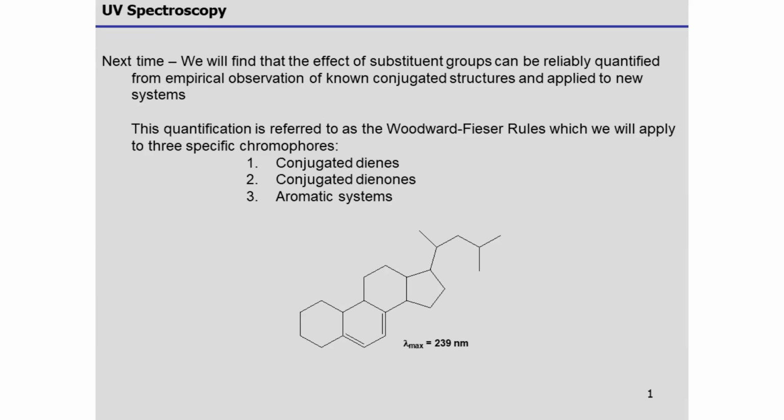Students, in the next chapter, we will quantify the effects of substituent groups using the Woodward-Fieser rules, applying them to conjugated dienes, conjugated enones, and aromatic systems.